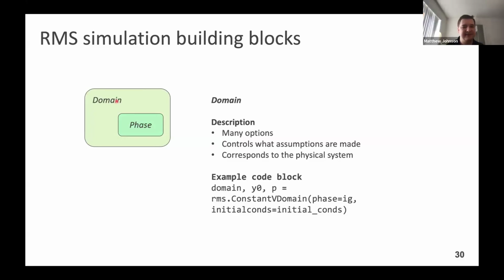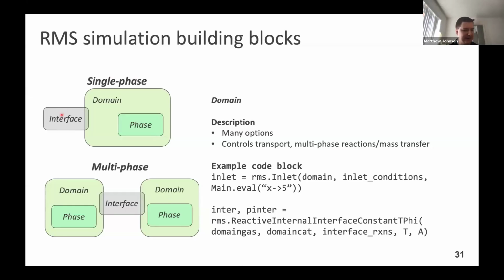And then around the phase, you have the domain. The domain essentially controls what assumptions are made about what's going on in this system. For ignition delay, you might assume that the volume is constant, but that it's adiabatic. That would be a constant V domain here. If you were in a flow tube reactor and you just wanted to assume constant temperature and pressure, there's also a constant TP domain, but there'll be a table with all of these. But nominally, the domain controls what assumptions are made about the thermodynamic state of the system: how do temperature, volume, pressure, etc. evolve in time as reactions happen?